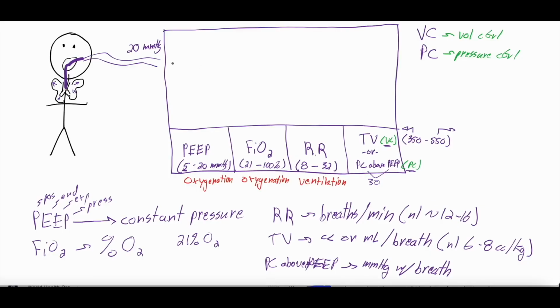All right. The mode of ventilation is typically on the ventilator somewhere, often in the top left corner, and it'll say volume control, pressure control, so maybe VC, maybe PC.